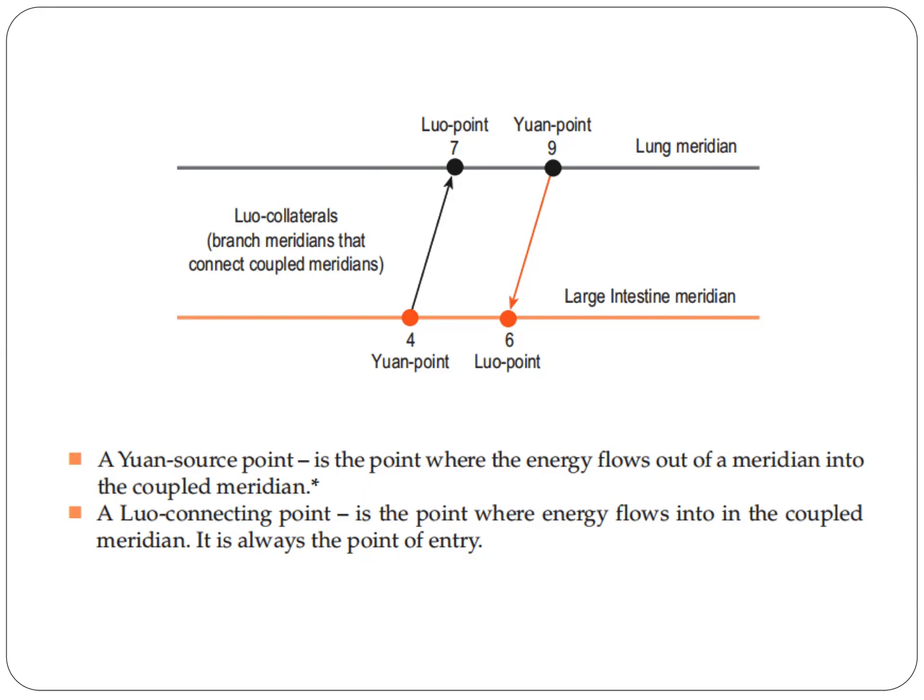Okay, so again, LI4, yuan point of the large intestine. This will flow out into the lung meridian, specifically the entry point, which is the luo connecting point. So in this case, it's lung 7. Now, the yuan source point of the lung meridian, which is lung 9, will flow out into its coupled channel or meridian, which is called the large intestine, via the luo connecting point large intestine 6.